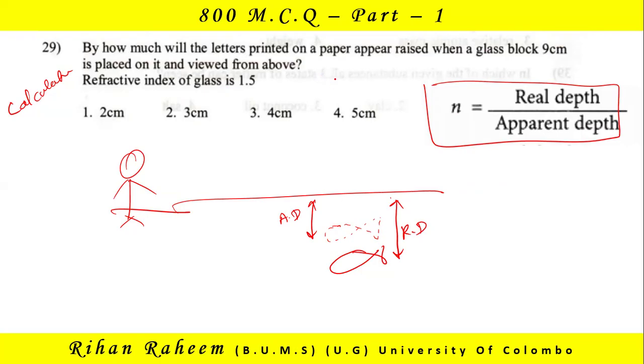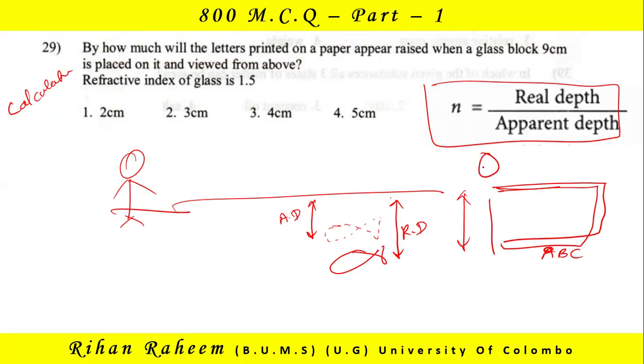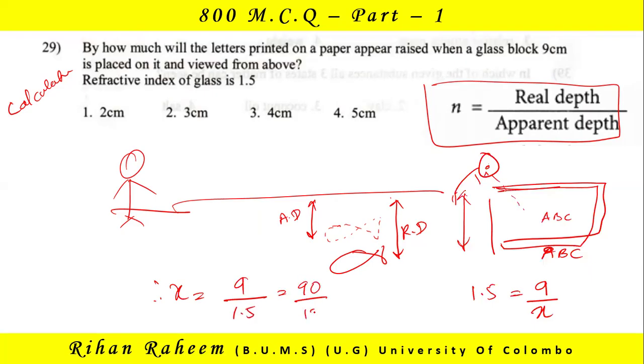Now see, how much will the letter printed on a paper appear raised when a glass block of thickness 9 centimeter is placed? Obviously, if the glass block is 9 centimeter, and the letters A, B, C are printed, the glass block is kept on that and we are viewing from the top. You will see as if the letters are somewhere here. So you need to find the apparent depth. 1.5 equals real depth 9 centimeter over x. Therefore, x is equal to 9 over 1.5, that means 90 over 15. Multiply up and down by 10.